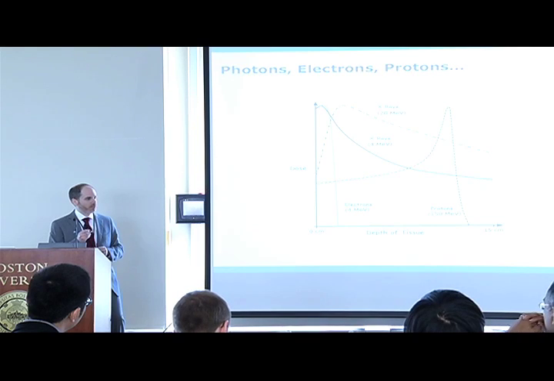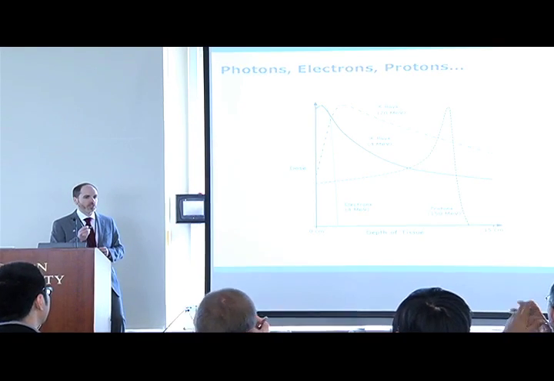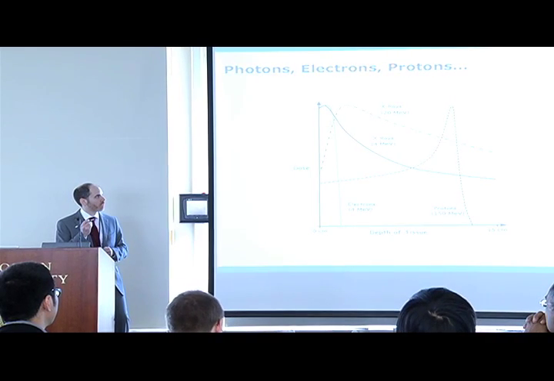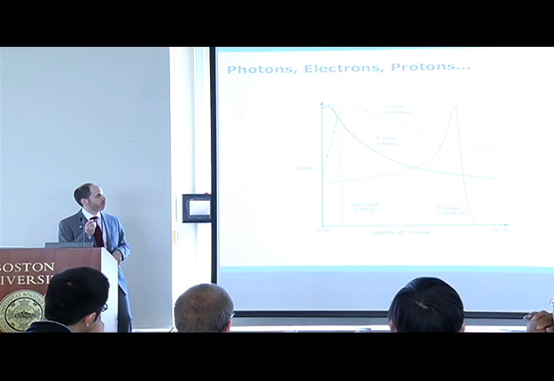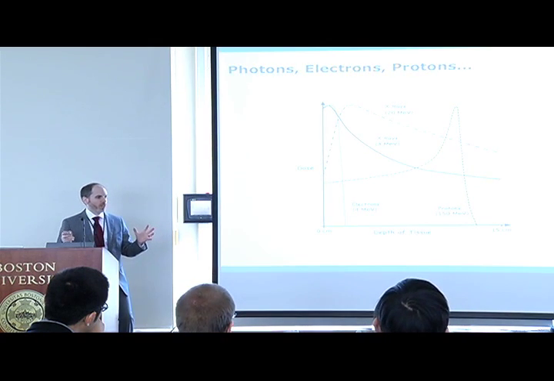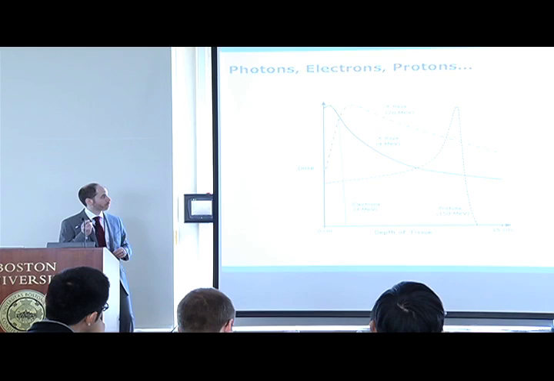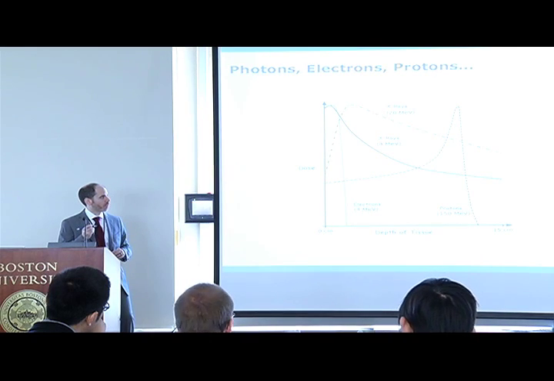Photons, on the other hand, are what we call relatively skin sparing. The dose is actually relatively low at the interface. The dose climbs as you get into tissue, depending on the energy of the photons. You reach a maximum dose somewhere between 1 and 4 centimeters depth in the tissue, and then it trails off.